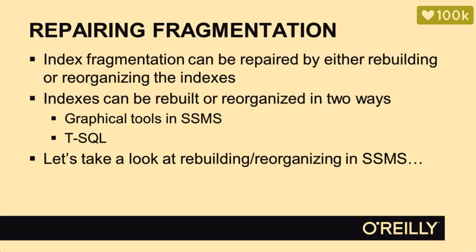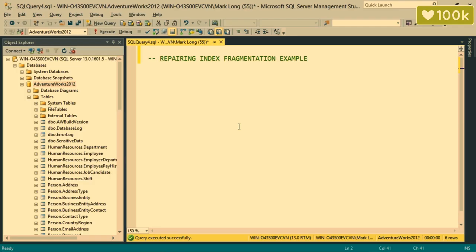In this video, we're going to turn our attention to repairing fragmentation in our indexes on a table. Index fragmentation can be repaired by either rebuilding the index or just reorganizing the index. Indexes can be rebuilt or reorganized in two different ways. We can use graphical tools in SQL Server Management Studio, or we can use Transact-SQL commands. The best way to understand this is to see it in action, so let's jump out into SQL Server Management Studio and take a look at repairing index fragmentation.